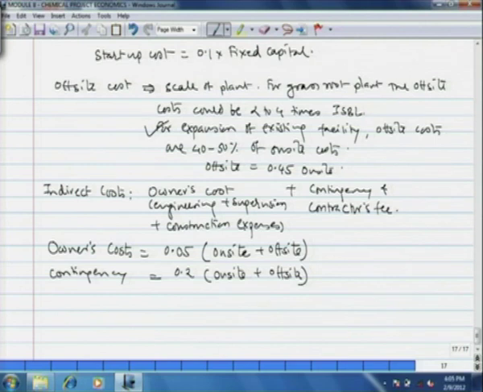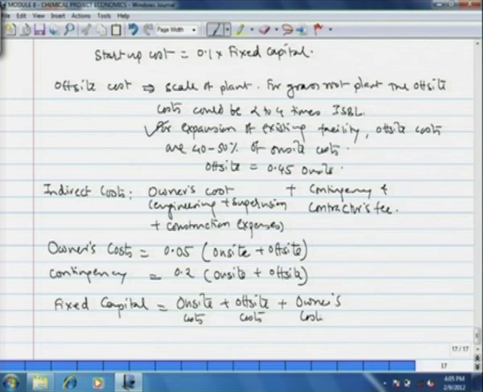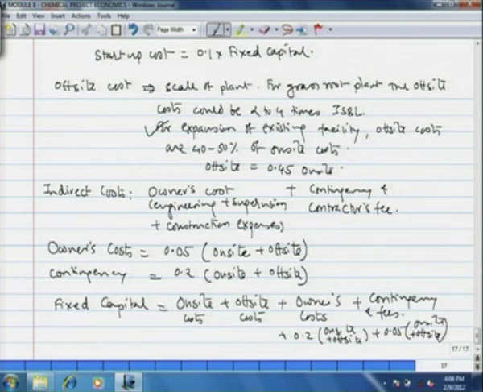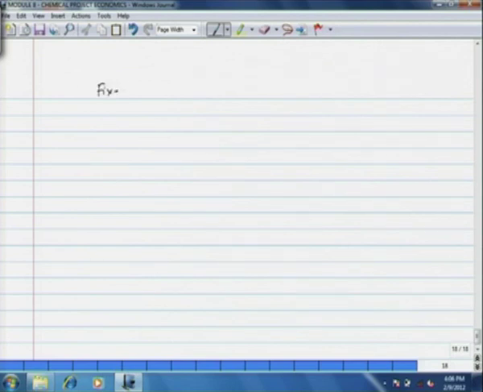Now, with this approximation, we can write that fixed capital is equal to on-site cost plus off-site cost plus owner's cost plus contingency and contractor's fee. The contingency is typically 0.2 times on-site plus off-site, the owner's cost is 0.05 times on-site plus off-site, and the first term is as it is. Therefore, we have a simple expression for fixed capital, that is 1.25 times on-site plus off-site cost.